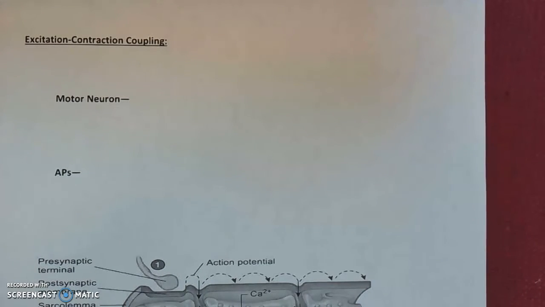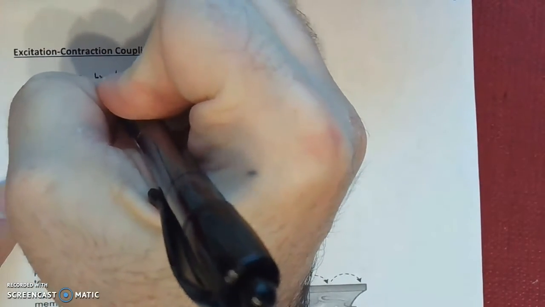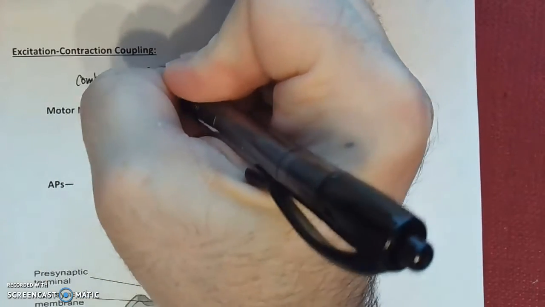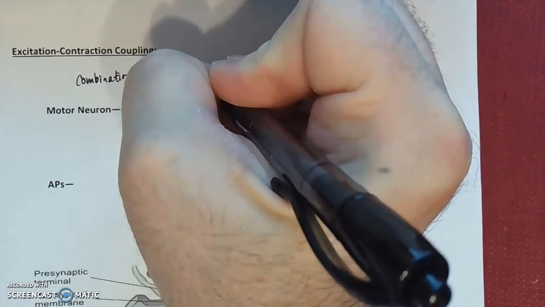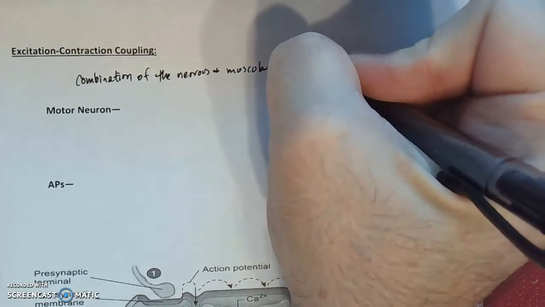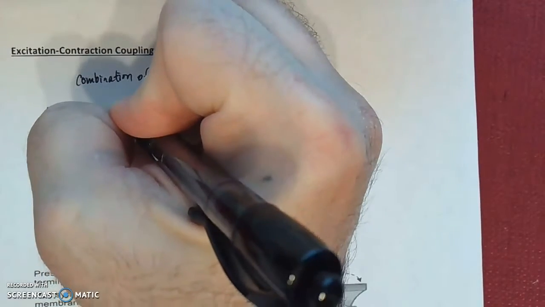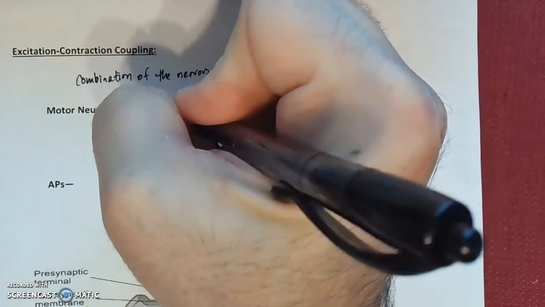So now we're going to start putting this whole process together, the sliding filament model and the cross bridge cycle, in something called excitation contraction coupling. This is basically the combination of the nervous and muscular systems. So this is a process where we have action potentials causing muscle contraction. So we have an excitatory effect of the motor neuron. The motor neuron is efferent, if you remember.